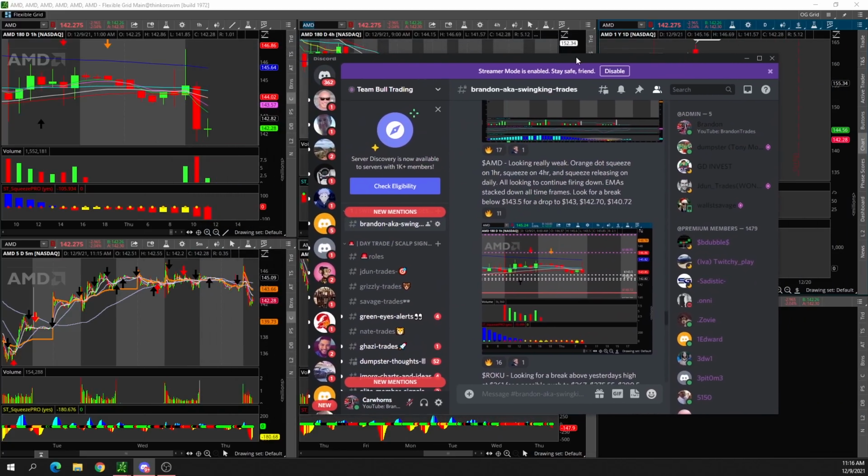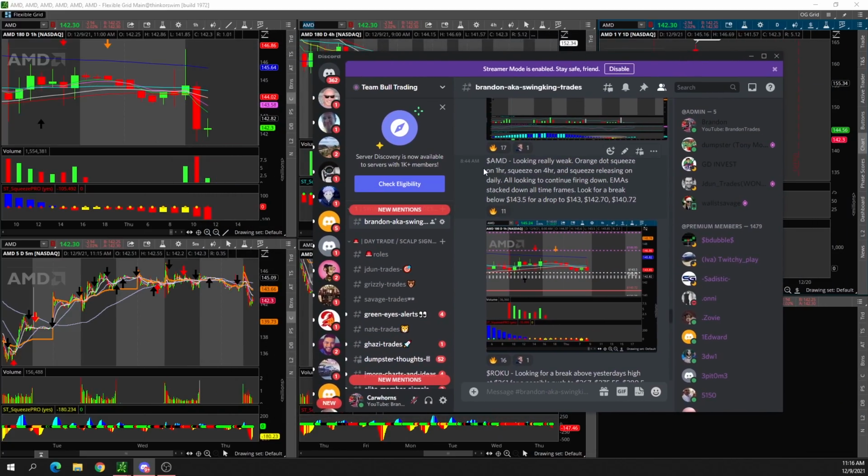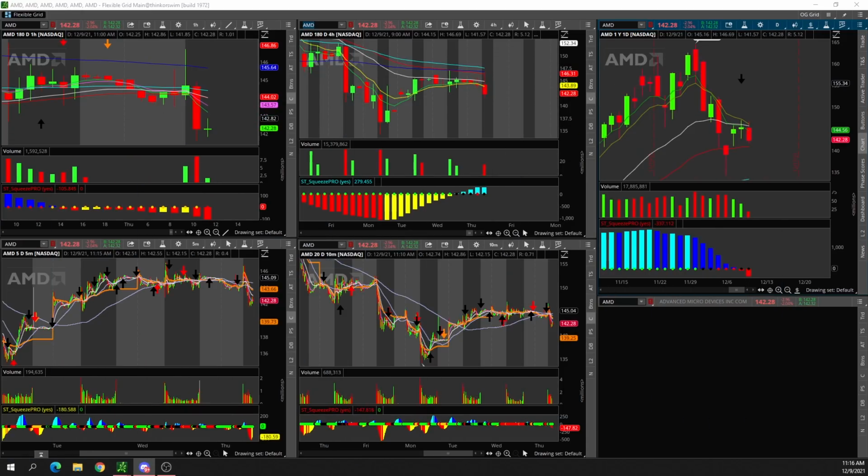So here's my pre-market plan for AMD. At 8:44 a.m. today, 45 minutes before the market opened, I said AMD looking really weak, orange dot squeeze on the 1 hour, squeeze on the 4 hour, and squeeze releasing on the daily, all looking to continue to fire down. EMA stacked down on all time frames, meaning puts and puts only. Look for a break below 143.5 for a drop to 143, 142.7, and then 140.72. So again, all of the EMAs were stacked down. Therefore, we are only looking for puts.